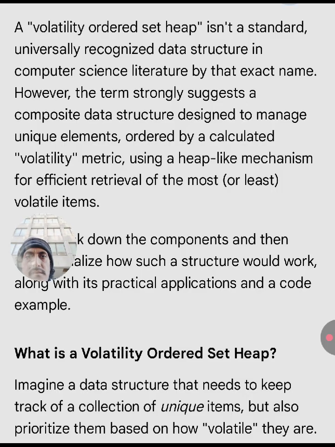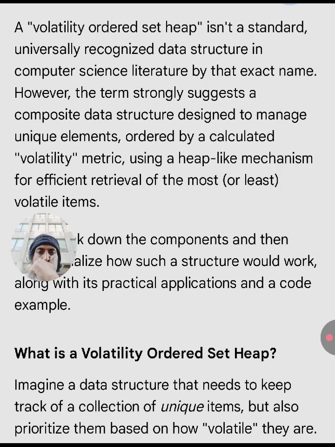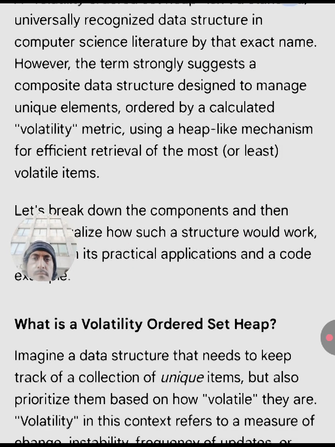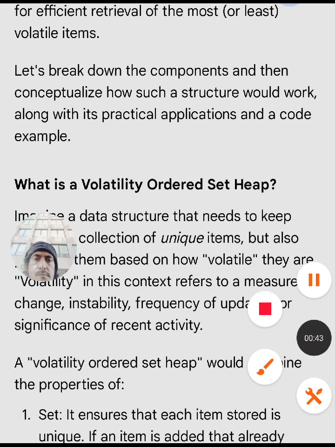A volatility ordered set heap isn't a standard, universally recognized data structure in computer science literature by that exact name. However, the term strongly suggests a composite data structure designed to manage unique elements, ordered by a calculated volatility metric, using a heap-like mechanism for efficient retrieval of the most, or least, volatile items. Let's break down the components, and then conceptualize how such a structure would work, along with its practical applications and a code example.